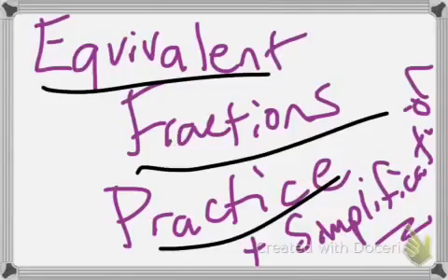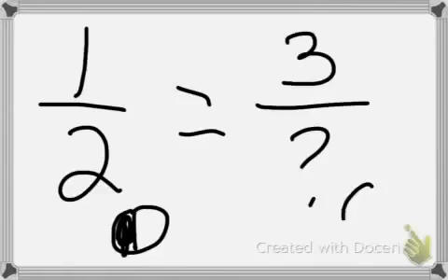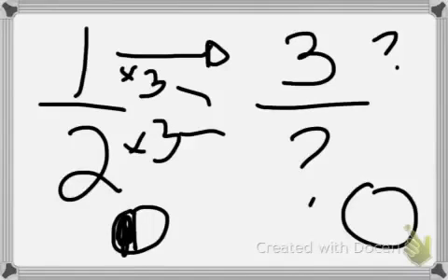So let's start. The first problem we're going to do is 1/2 is equal to 3 what's. If we have something split into 2 and you have one of them, that's the equivalent of having 3 that is split into how many. So here's how we're going to solve it. What do we do to get from 1 to 3? We're going to take it times 3. So if we do that to the top, we have to do it to the bottom. So what we're going to end up getting is 3/6. So our answer is 3/6.